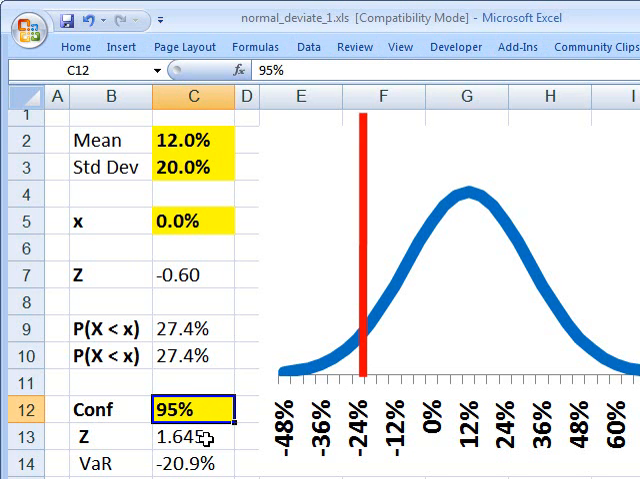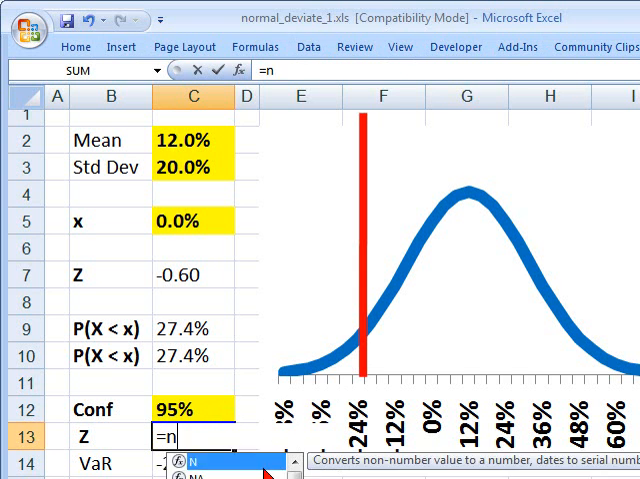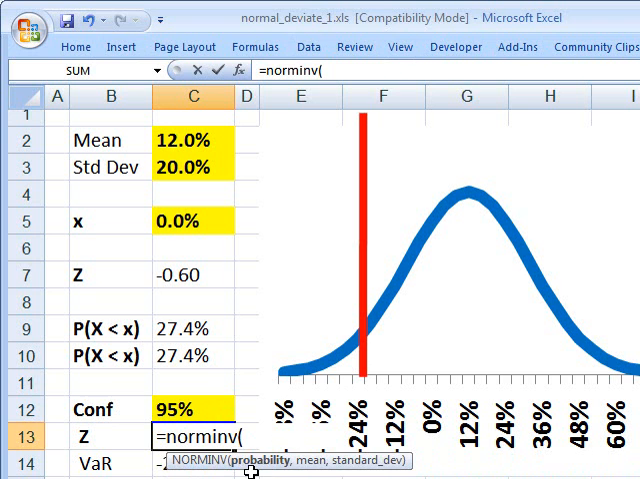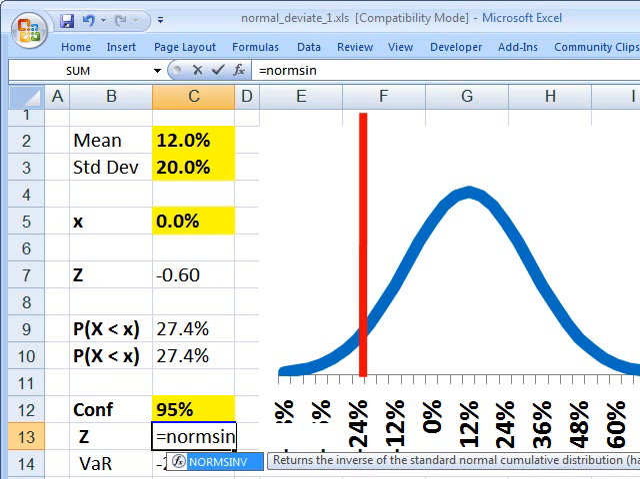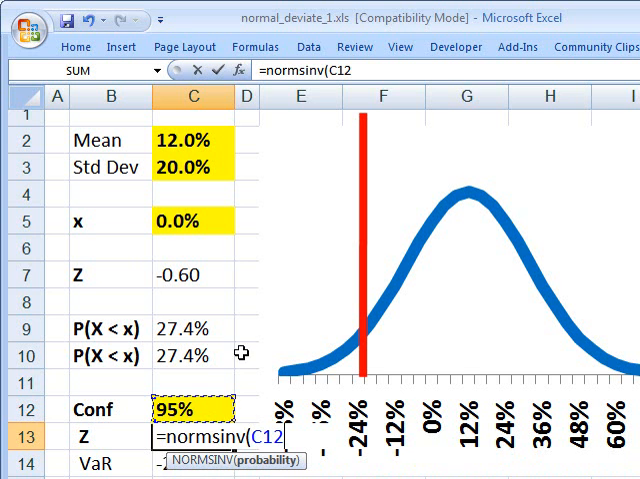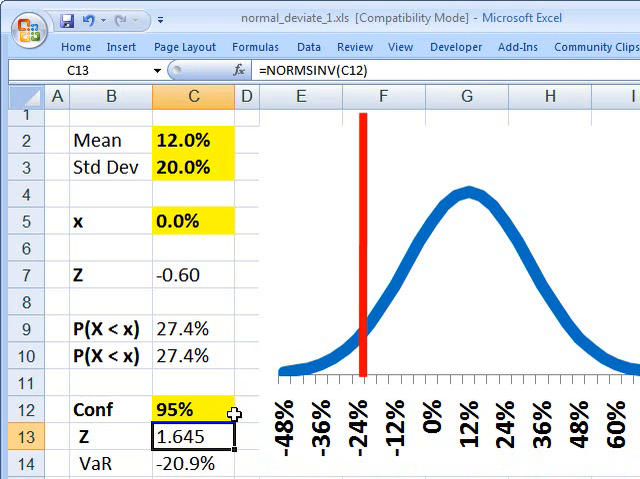Well, if 95% is my input, then I can use the NORM.S.INV function. That gives me the inverse of the standard normal cumulative distribution function. And that takes as its parameter the 95%, giving me 1.645, which tells me that if I start at the mean and go to the left 1.645 standard deviations, I'm going to get here a point where 95% is here, 5% is here.